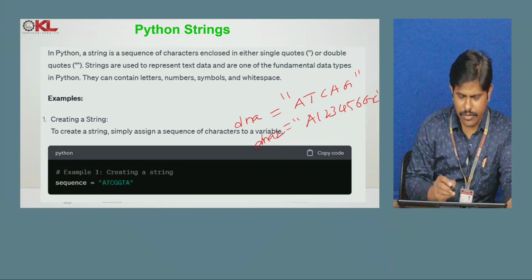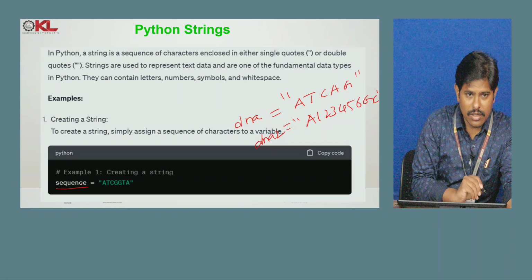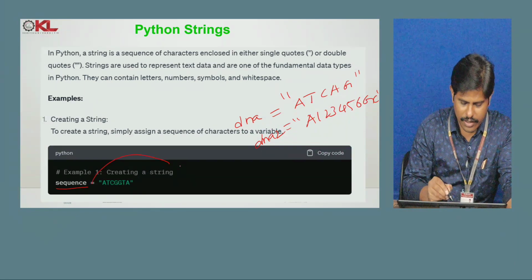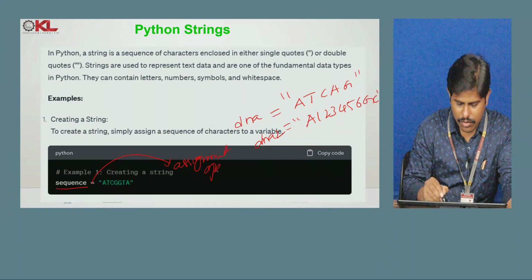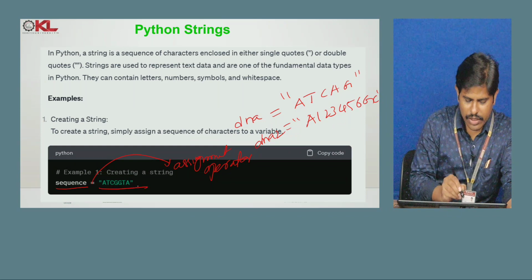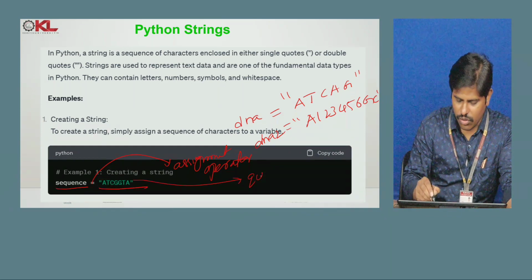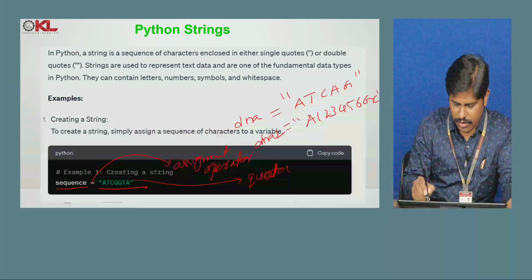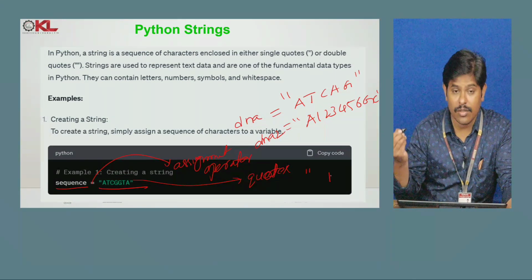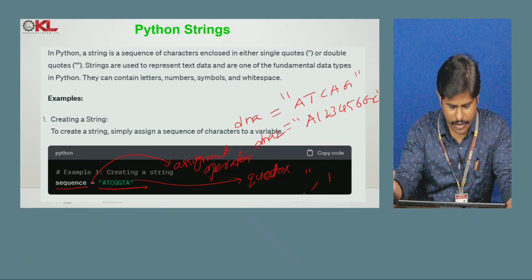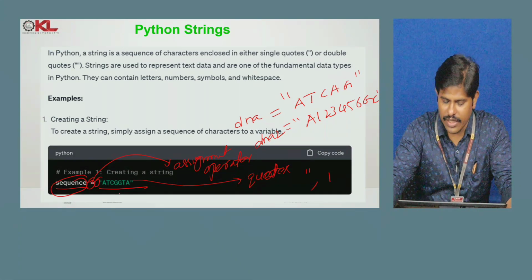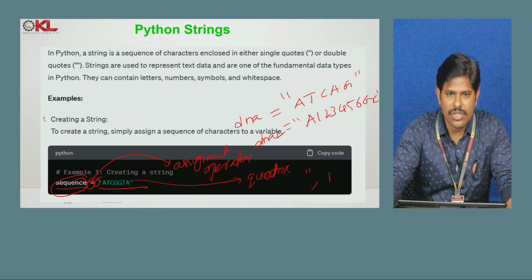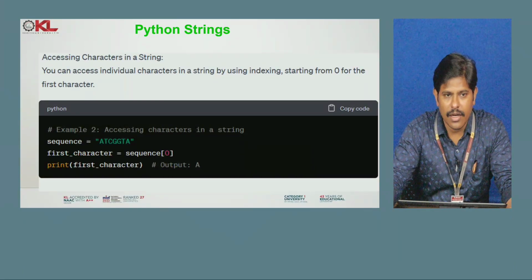So first, creation of a string is very simple. You define a variable name and give an assignment operator. Then write your DNA sequence in quotes. Quotes are very important in this case. You can use a single quote or a double quote, it doesn't matter. Both are the same here. By using an assignment operator, variable name, and quotations, you can create the string. Python recognizes everything inside the quotations as a string here.